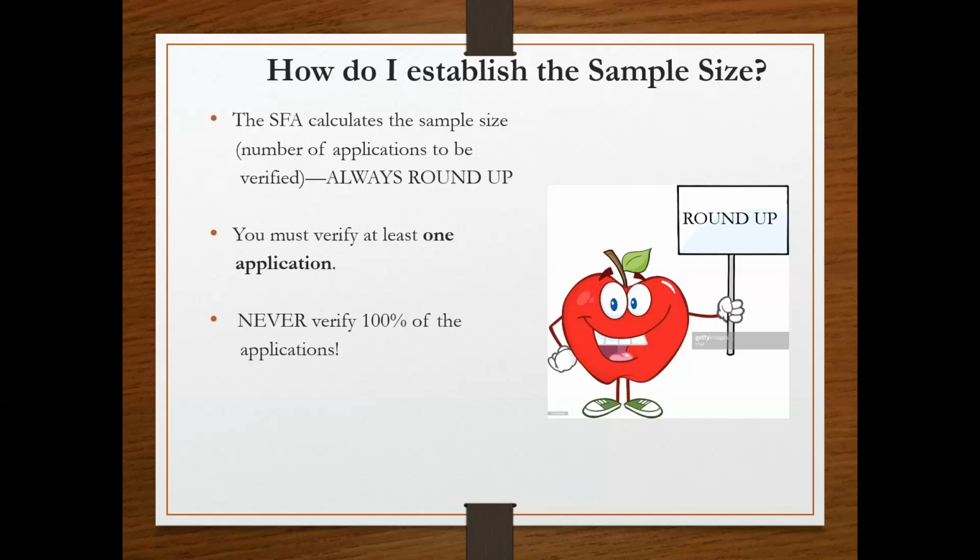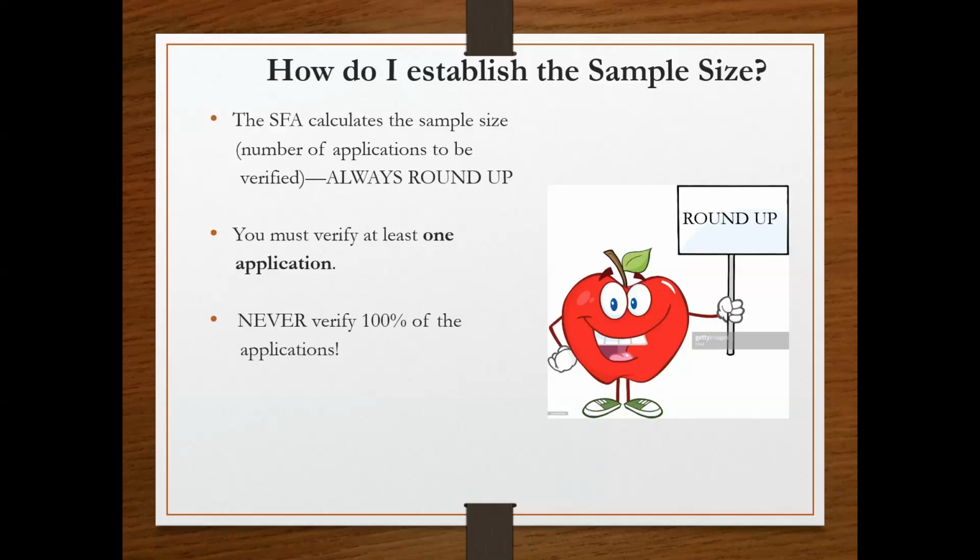If you have a lower number of applications due to being a smaller district or a charter school, let's say you have 25 applications and you multiply that times 3%, and you'll see in a couple of slides where I got my 3% from. But again, 25 applications times 3% equals 0.75. So I'm going to still round up because I have to verify at least one application.